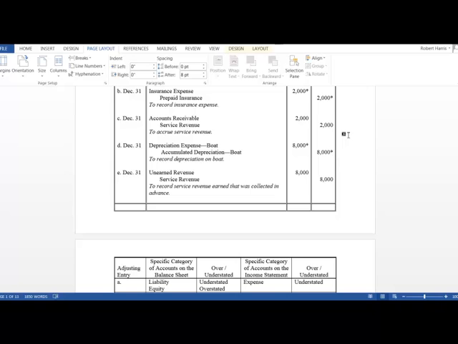In practice, a lot of times accountants go back and look at the adjusting journal entries that were made the year before just to double check to make sure that maybe they haven't forgotten to do something. A lot of times businesses will have similar adjusting journal entries from year to year.